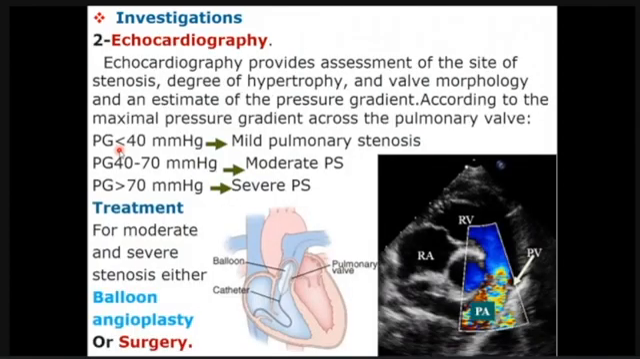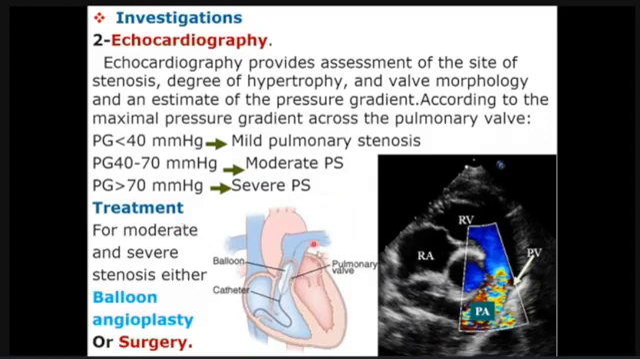Echocardiography, the same, can give us the degree of stenosis and the type: subvalvular, valvular, supravalvular, or branch pulmonary artery stenosis, and can give us an idea about the condition of the heart and the severity. And the same, mild less than 40, moderate 40 to 70, severe more than 70. Treatment, the same as with the aortic: subvalvular and supravalvular need surgery. Valvular needs balloon. If failed, then surgery.